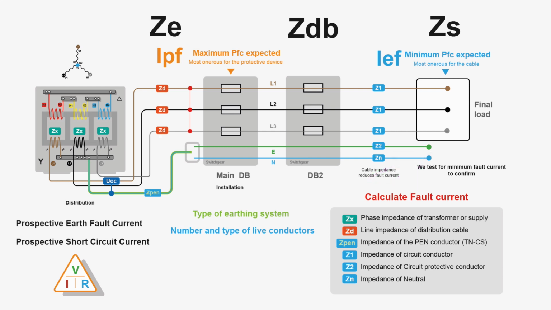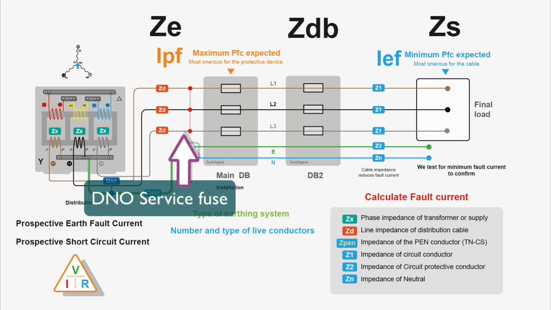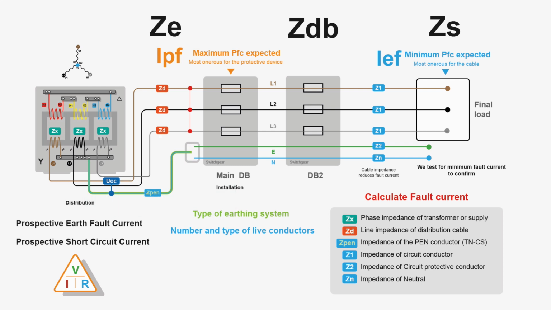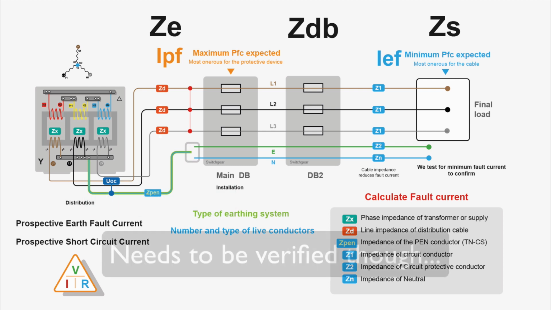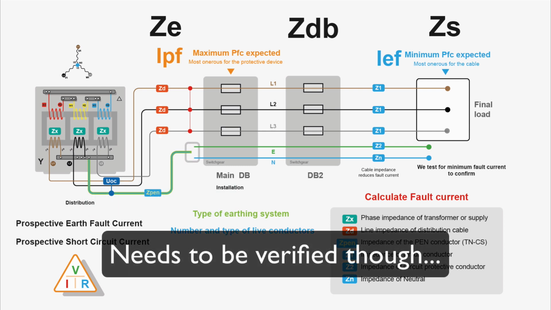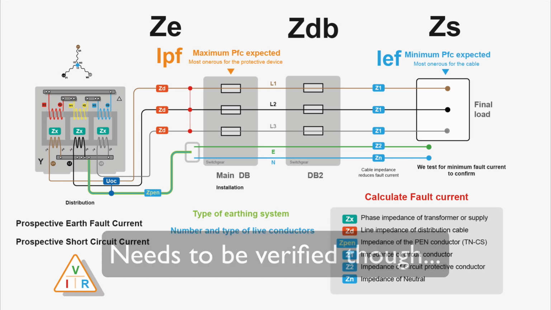If you inquire, the DNO will always give you the worst case scenario. It might say something like 16 kiloamps, and you'll think, hang on a second, my MCB is only rated to 6,000. You'll have a BS 88 or such fuse before your MCBs. So the DNO service fuse will be able to handle up to, say, 33,000 amps, and that protects the downstream circuits. That's why you can have an MCB with a 6,000 breaking capacity, because it's protected by the upstream device. It's known as selectivity or cascading.